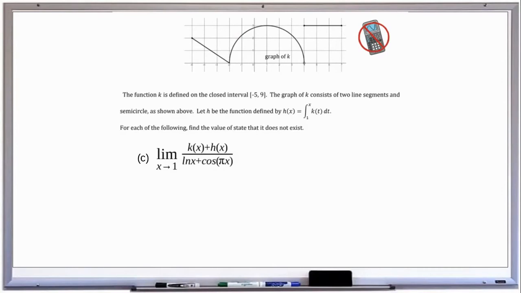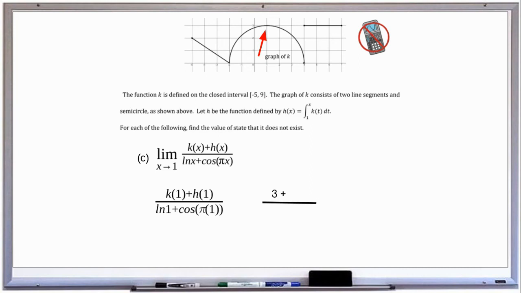And our final letter C, the limit as x approaches 1 of k of x plus h of x all over ln x plus cosine pi x. We'll just put 1 in for all of those. So k of 1 plus h of 1 all over ln 1 plus cosine pi of 1. Our first one is going to be k of 1. Looking at the graph of k, k of 1 is 3.